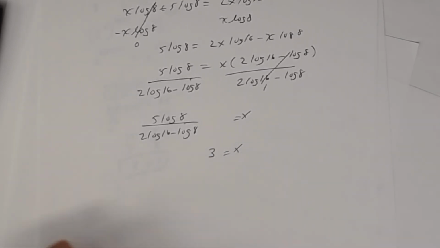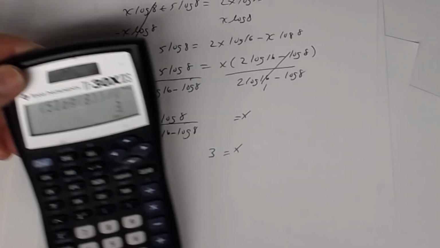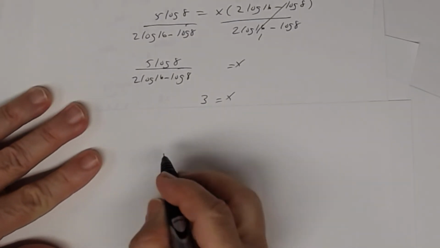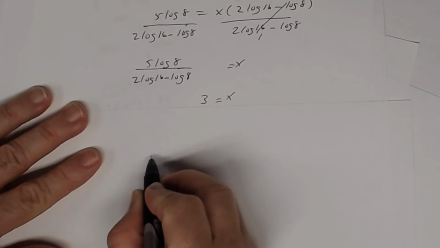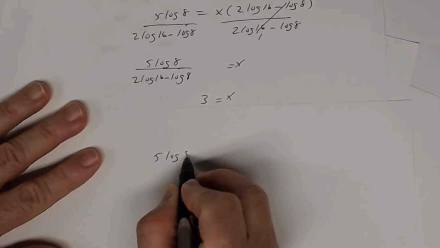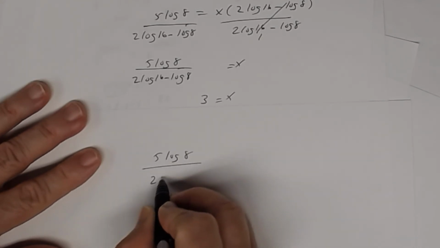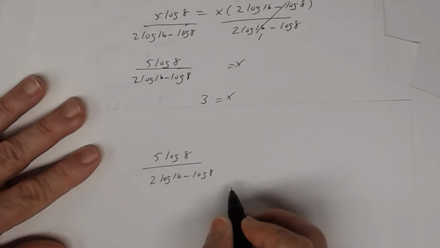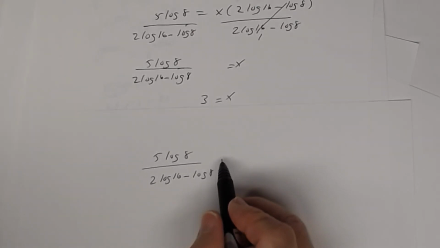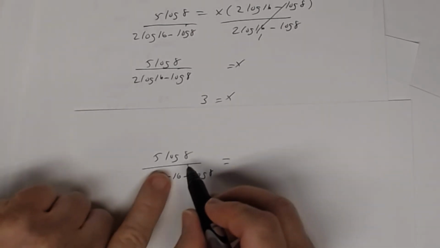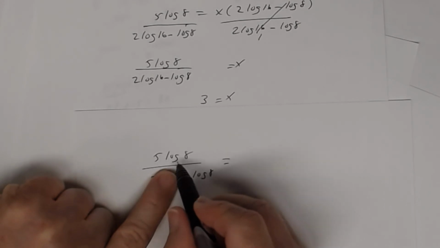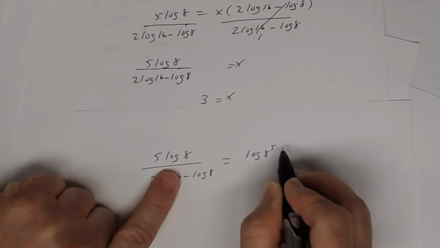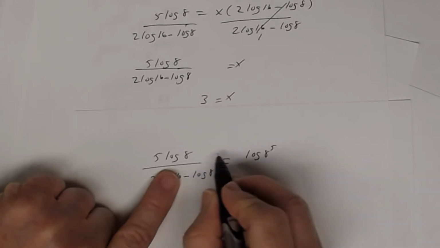Now let me show you that. So let's suppose you did not have access to this calculator, and I want to show you how to get this 3. So you have 5 log of 8 divided by 2 log of 16 minus the log of 8, right? Okay, so here's what you would do. I know that 5 log of 8, using the power rule, I can write as a log of 8 to the 5th power, right? Those two are the same.